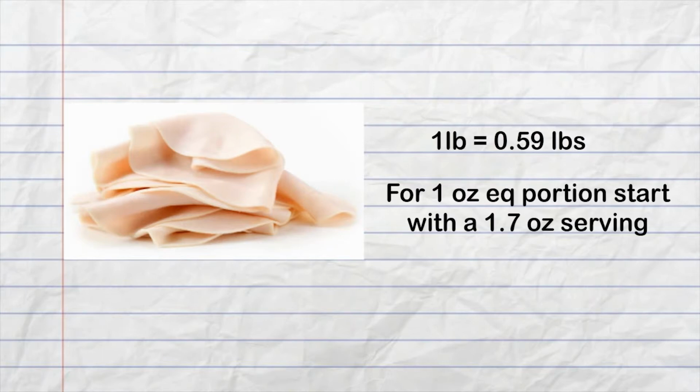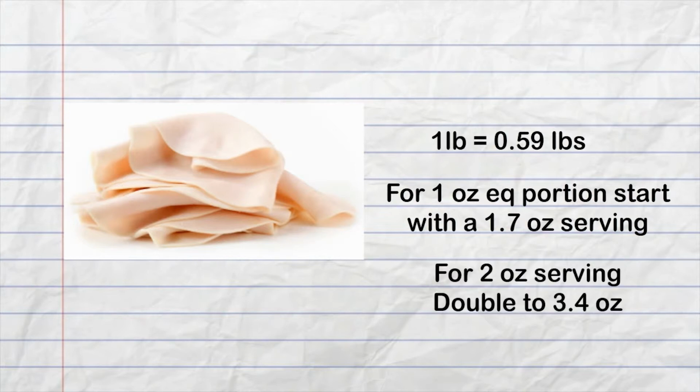We will use turkey ham as another example. If you're using the commodity fully cooked product, 1 pound as purchased equals 0.59 pounds of cooked turkey ham. If you want to serve a 1 ounce equivalent portion, you'll need to start with a 1.7 ounce serving by weight. For a 2 ounce equivalent serving, double it to 3.4 ounces of turkey ham.